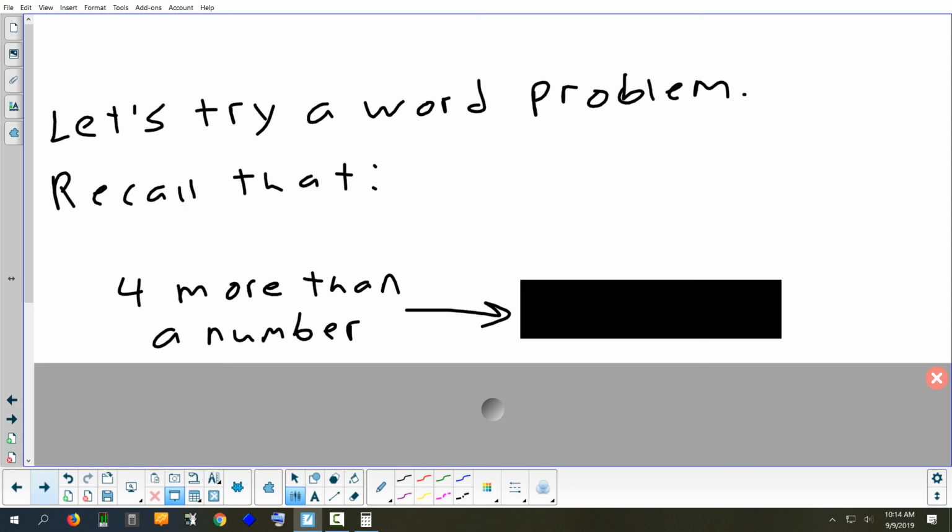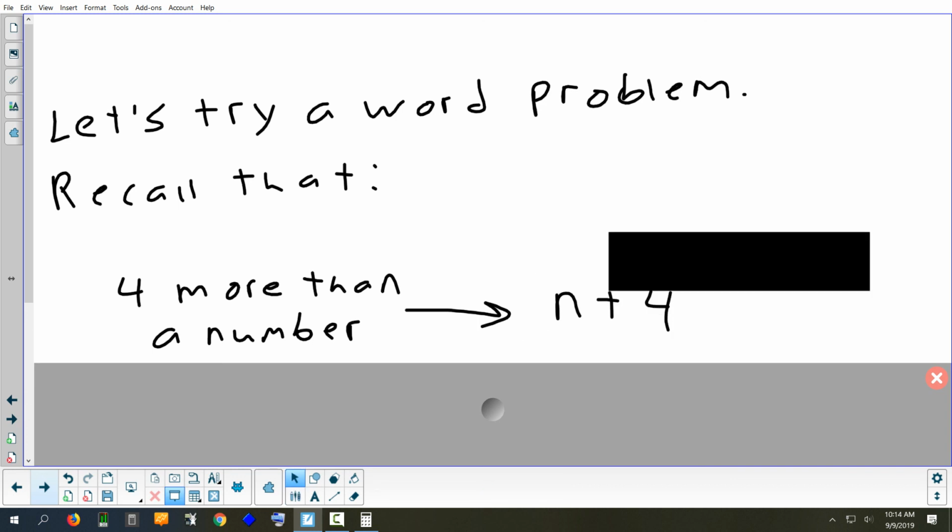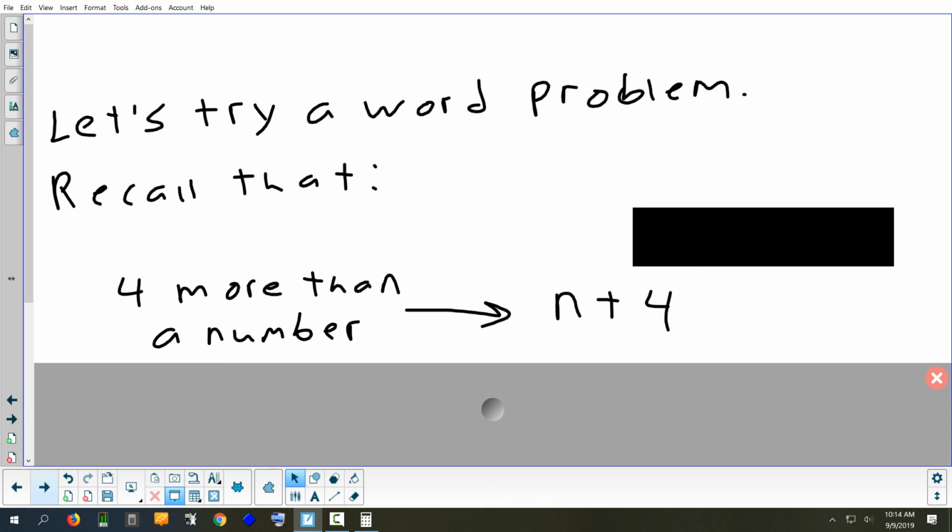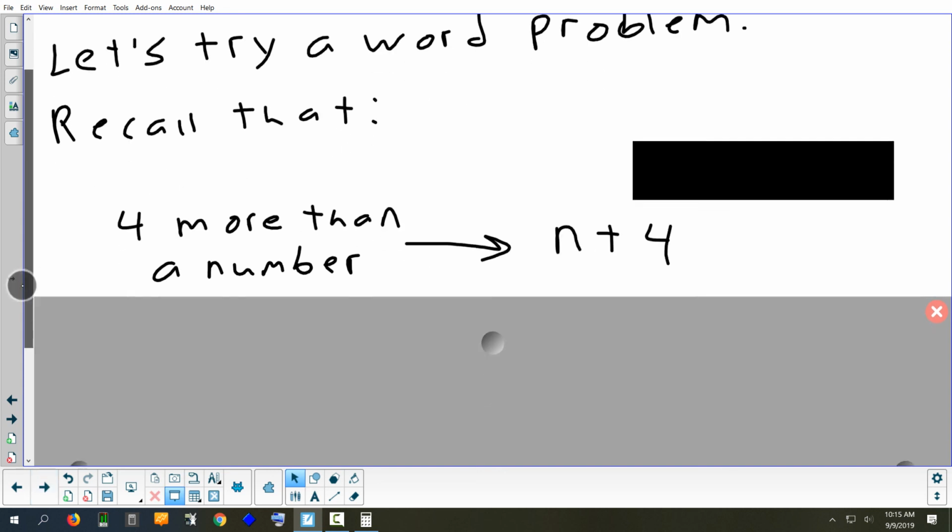How would you write that? Four more than a number. Yeah, go ahead, Joe. N plus 4. Yeah, n plus 4, x plus 4, n plus 4. Or, with addition, it's okay if you switch the order. And if you ever forget, just take 2 numbers, add them in your head, switch the order, and see if you get a different answer. 2 plus 3, 3 plus 2. Same thing.